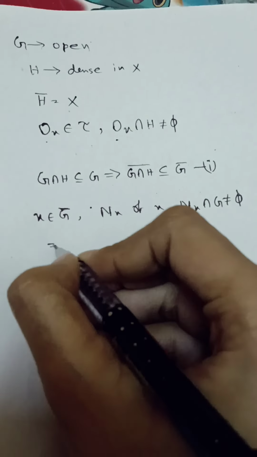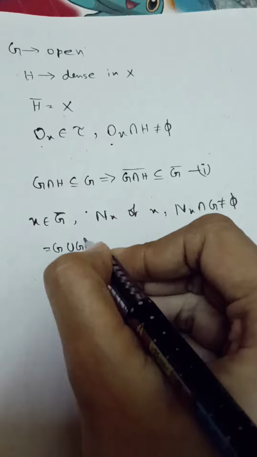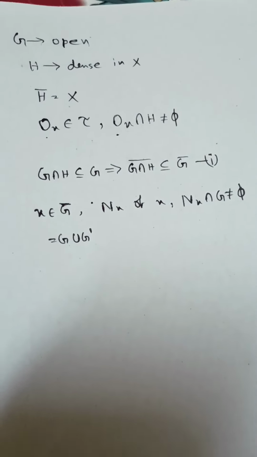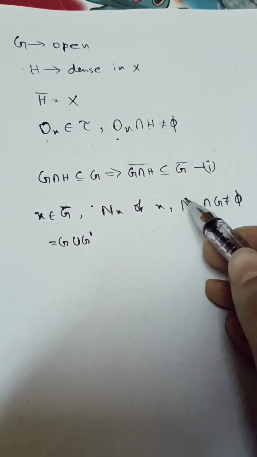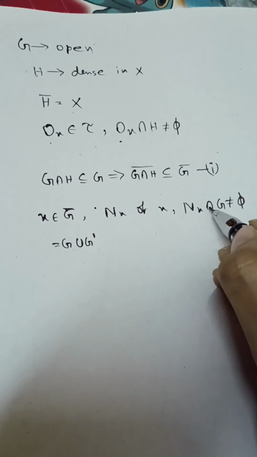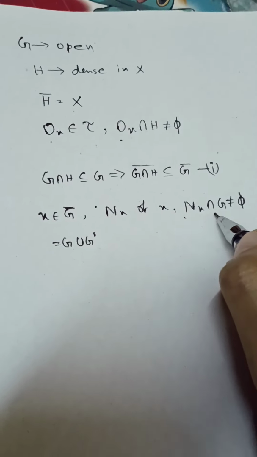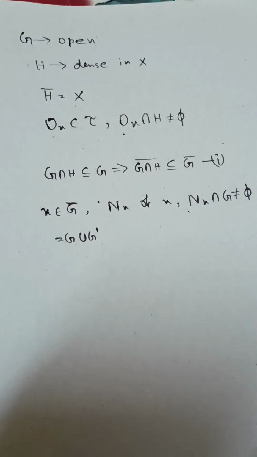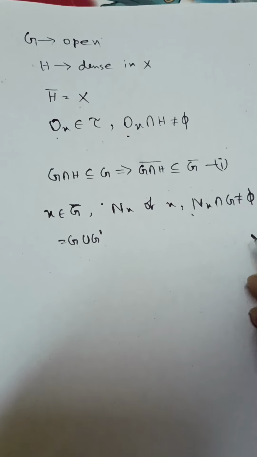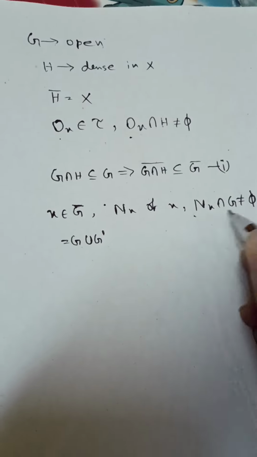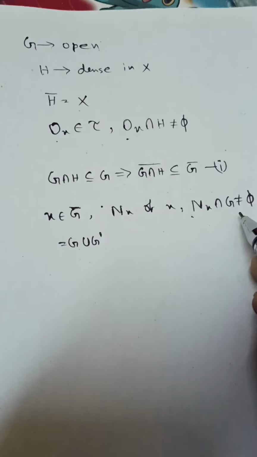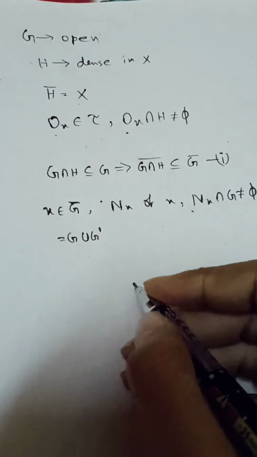That means x belongs to either G or x belongs to G dashed, that is the derived set of G. If x belongs to G, since G is an open set, this neighborhood is totally contained in G for any neighborhood, so this neighborhood has some points of G. And if x belongs to G dashed, then it is totally clear from the definition of limit point. So in either case Nx intersection G is non-empty.